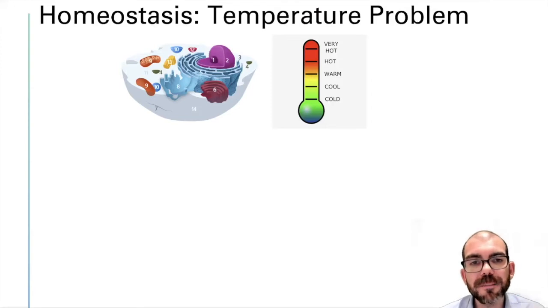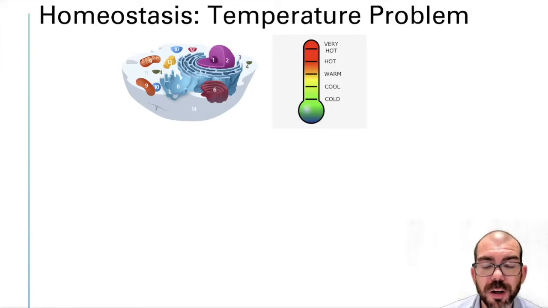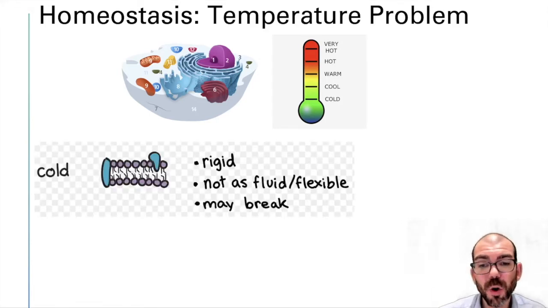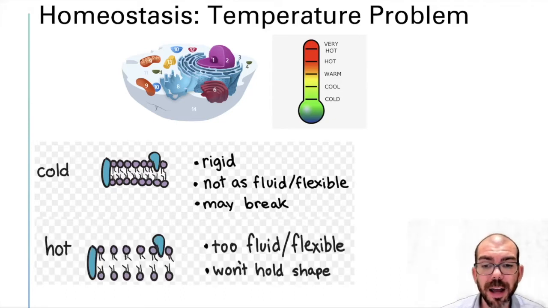Now, the cell membrane faces a problem with temperature. Cells have to maintain homeostasis. They need to have just the right temperature for all their activities to occur. So the cell membrane needs to make sure it doesn't get too hot or too cold. Why? Well, if it gets too cold, those phospholipids can move closer together. The cell can become too rigid and might break apart. And if it becomes too hot, the phospholipids will move further apart. They'll become too flexible, won't hold their shape, and the cell will leak out.